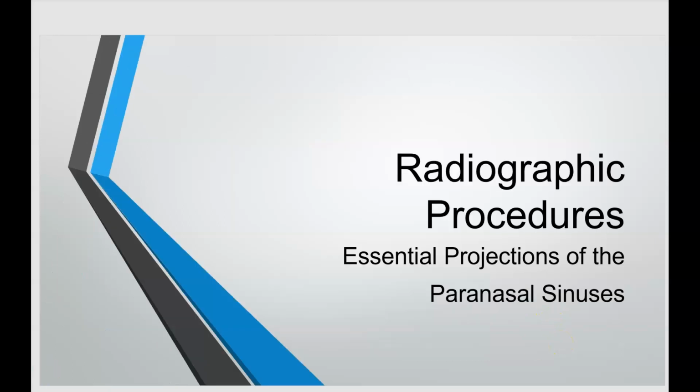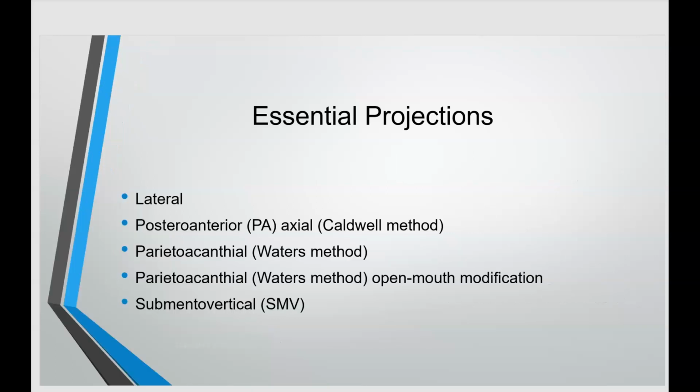Okay, now to get into our essential procedures for our paranasal sinuses. The first one we're going to talk about is lateral, but we're going to go over 4 different projections. So our lateral projection, our PA axial projection, a Waters, and an SMV.